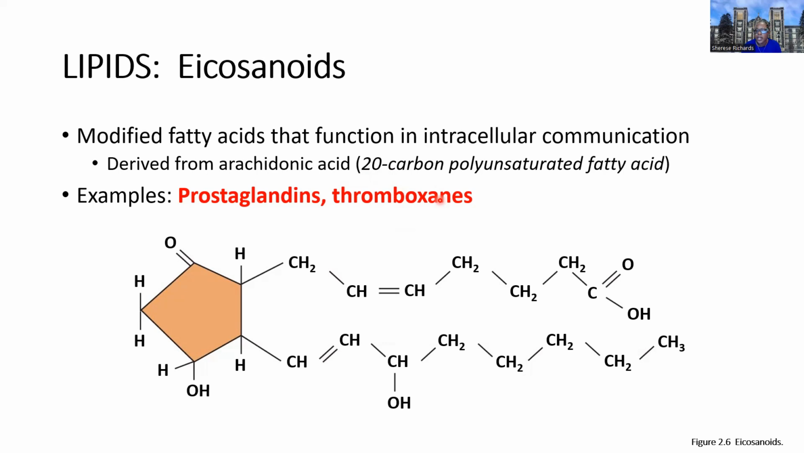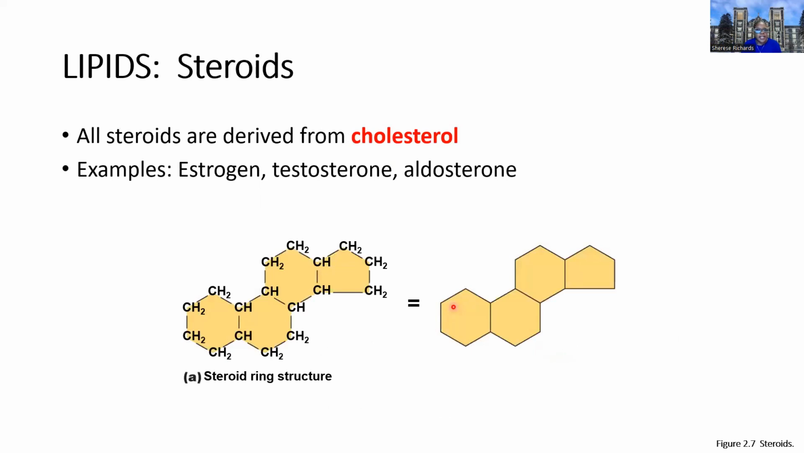So eicosanoids are going to be important for communication and sending those types of signals from one cell to the other. All right. And if you look at their structure down here, that would kind of make sense. They sort of latch onto the site, and then they act as sort of a flag that's being waved to signal other molecules. Let's move on to steroids.